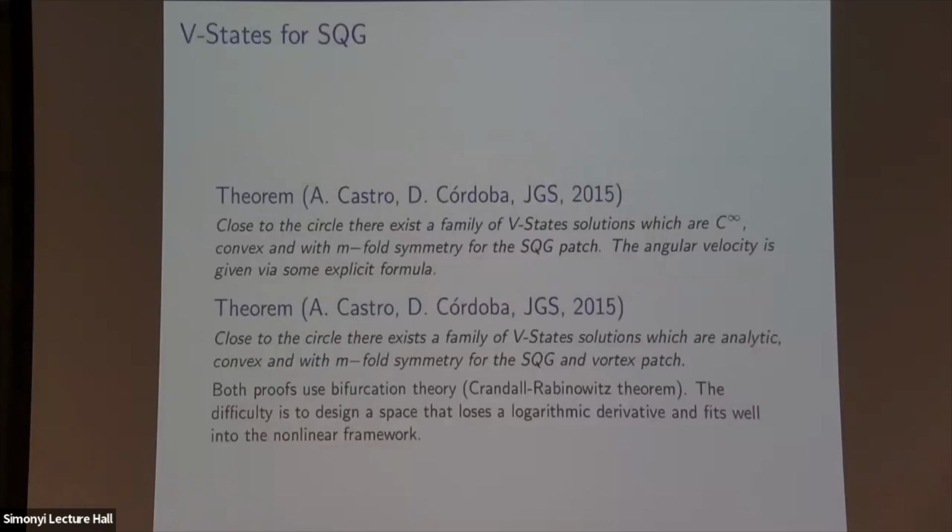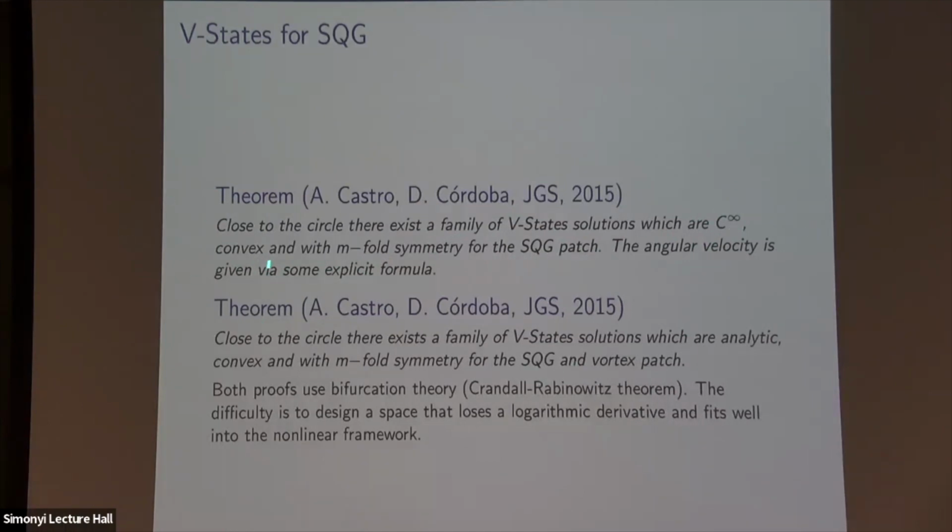Okay, what about SQG? Because right now we know that for Euler, maybe the global existence question is not so appealing anymore, but for SQG and generalized SQG, we were able to prove a similar statement. So we were able to show that close to the circle, we could find C infinity solutions, convex, n-fold symmetric, that are V-states for the SQG patch. And then, okay, the angular velocity is given by some complicated formula involving gamma functions, but one can calculate it. And we were able to upgrade the C infinity regularity to analytic.